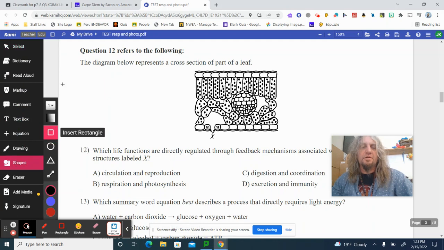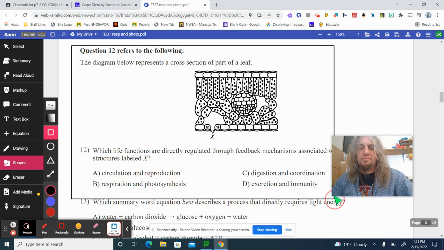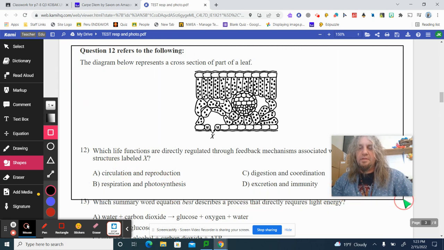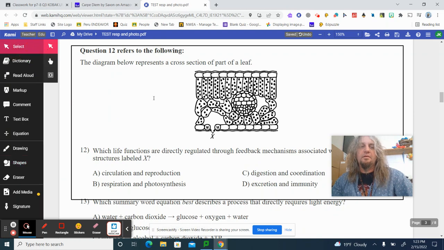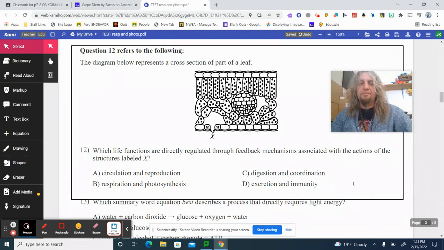All right, let's do the next one. Number 12. Question 12 refers to this drawing up here. And again, I'm going to get me out of the way. There we go. All right.